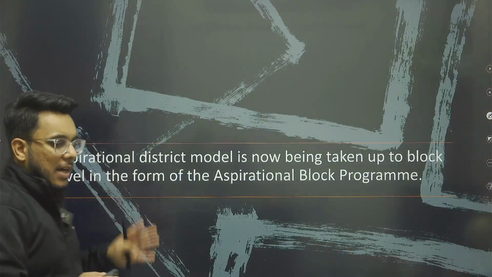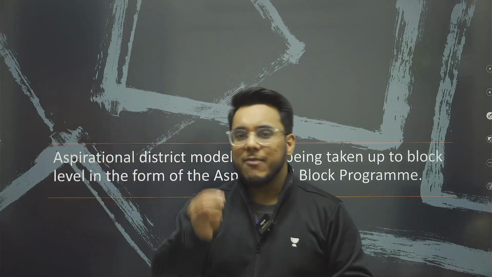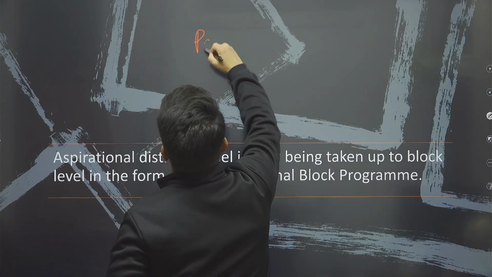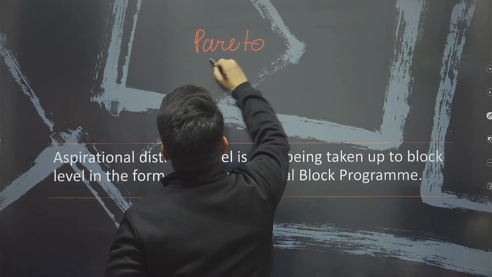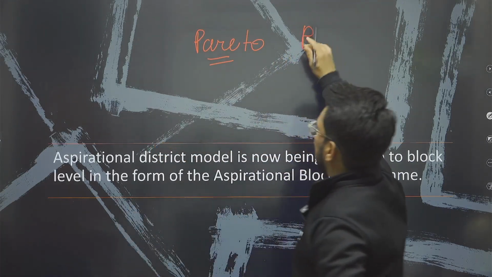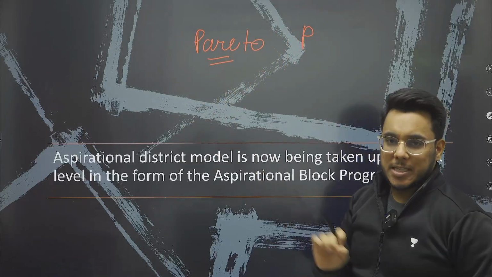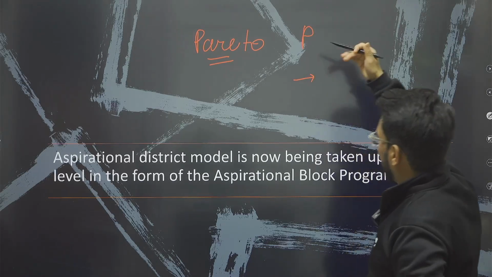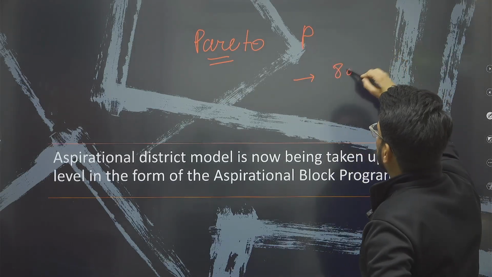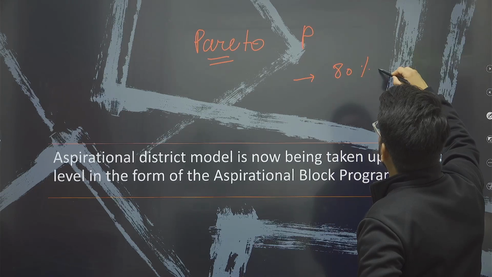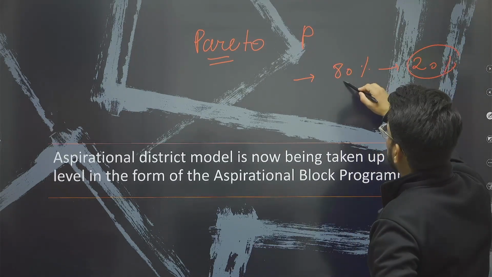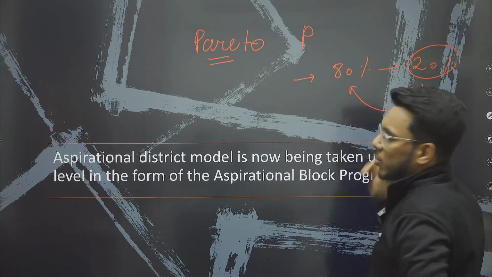Before starting the Aspirational Block Programme, I want to discuss one very important principle, that is the Pareto principle. Let's understand this Pareto principle, and then we'll apply it with respect to the aspirational districts. As per this principle, 80% of output is due to 20% of inputs. 80% of output is due to 20% of inputs.